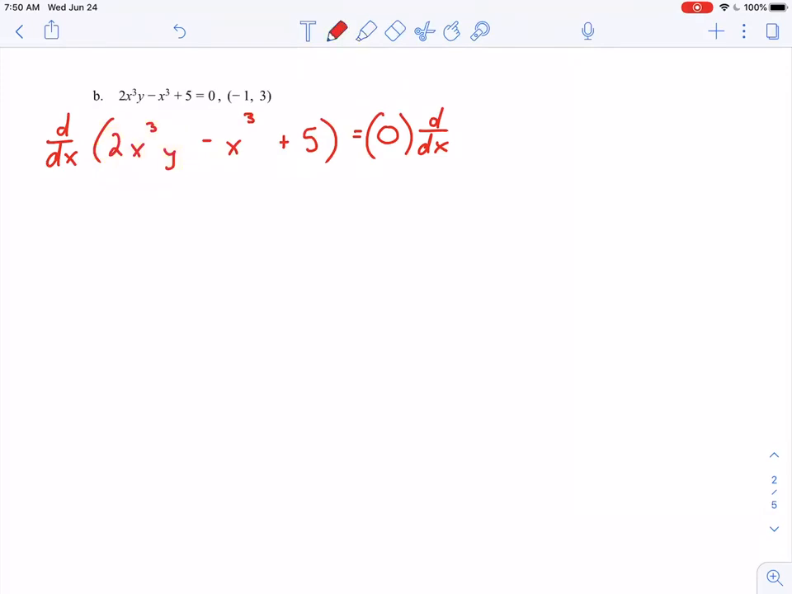Because if I look at that term, I have 2x cubed times y. And I went out of my way to say times y. What I really have is 2x cubed times y. This is a function of x. And remember, I also want to think about y as a function of x. So I have a function of x times a function of x. This term right here requires the product rule. We have to use the product rule for that term.